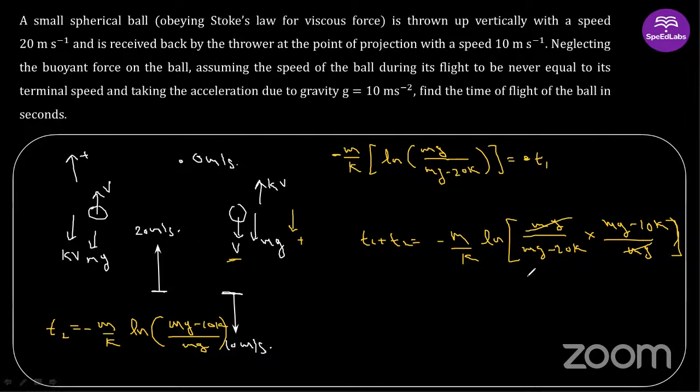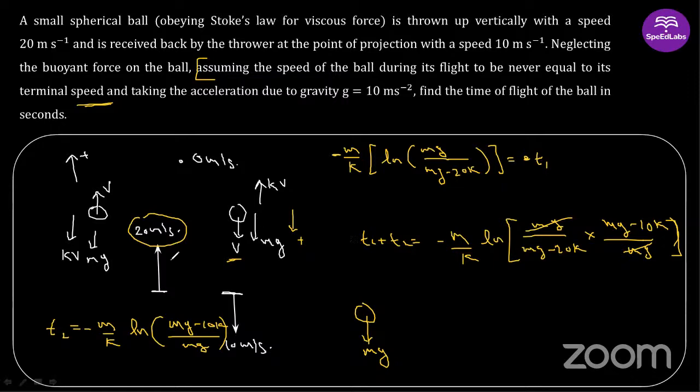How can we further solve it without any information? One second. I think we can use this information, assuming the speed of the ball during its flight to be never equal to its terminal speed. If it is never equal to its terminal speed, I am assuming that 20 meter per second is the terminal speed. This is the maximum possible speed because there is no other data. I'm just assuming that. So what is terminal speed? Terminal speed is basically when mg and this viscous force, they are equal, right? Then we say that it is the terminal speed.